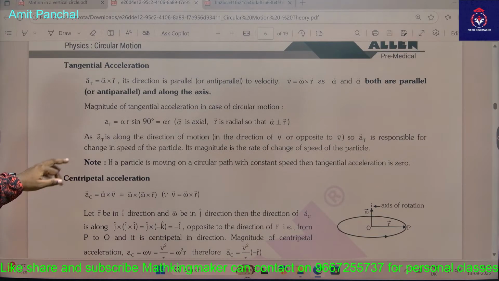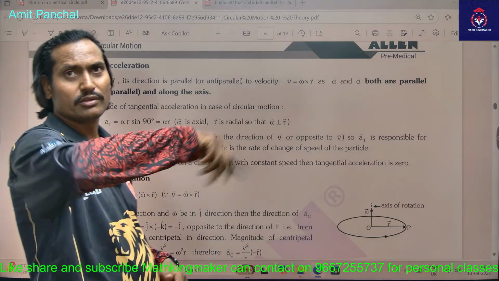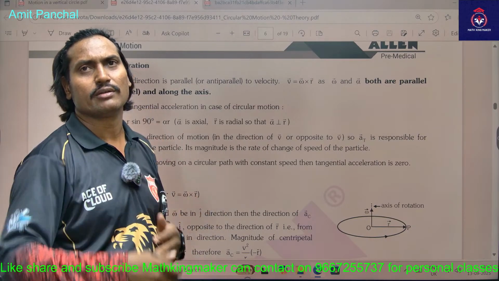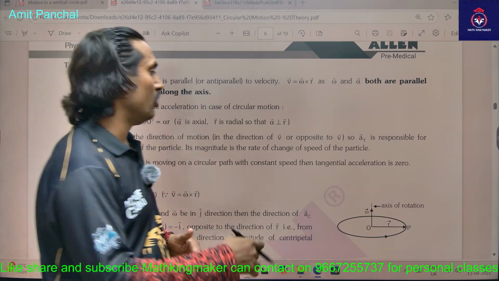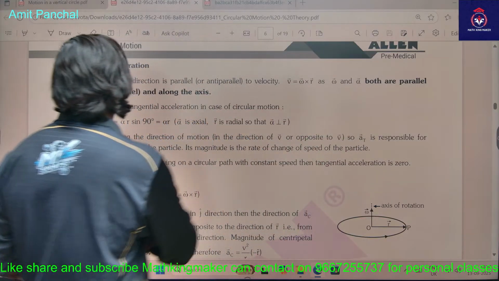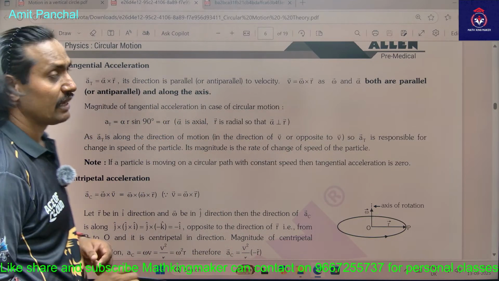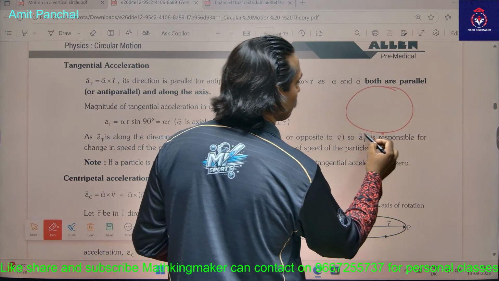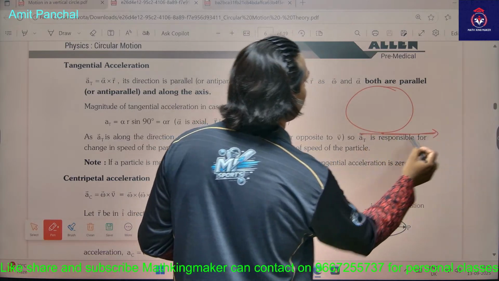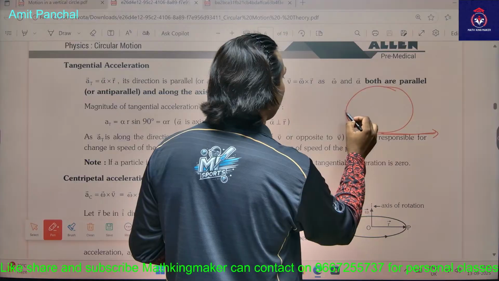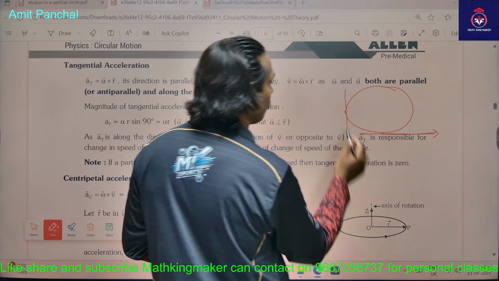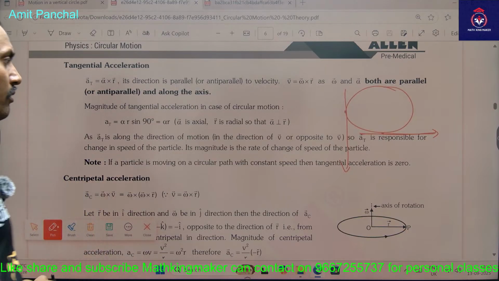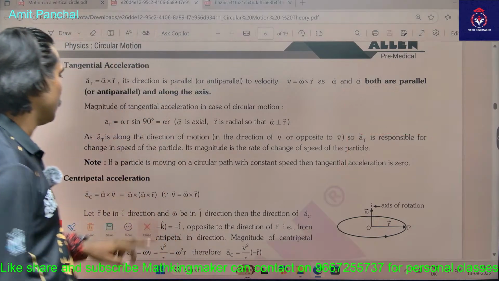Tangent to what? It is a circular motion. Every time you find the instantaneous velocity, that will be tangential, along the circle. Let us say you are finding velocity at this point, the velocity will be like this. So it is always tangential to the circle. So instantaneous velocity is tangential velocity.